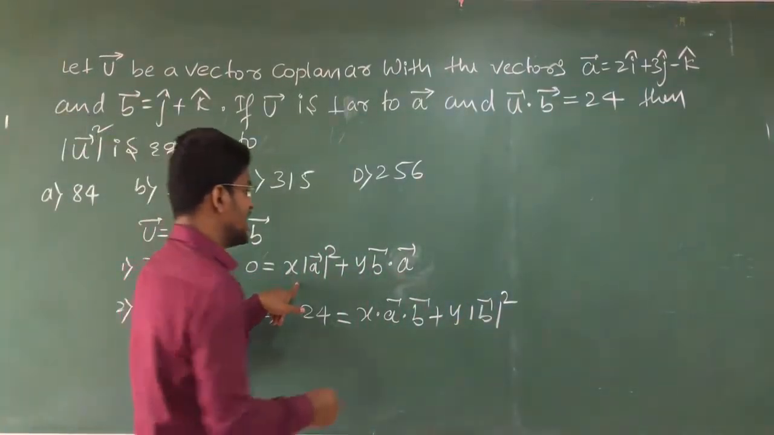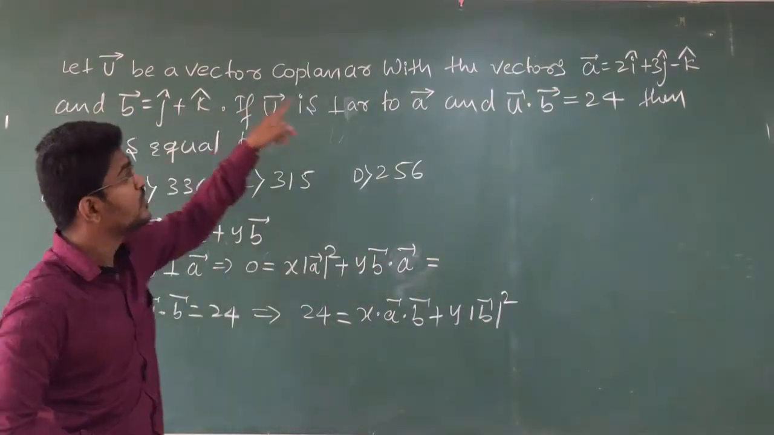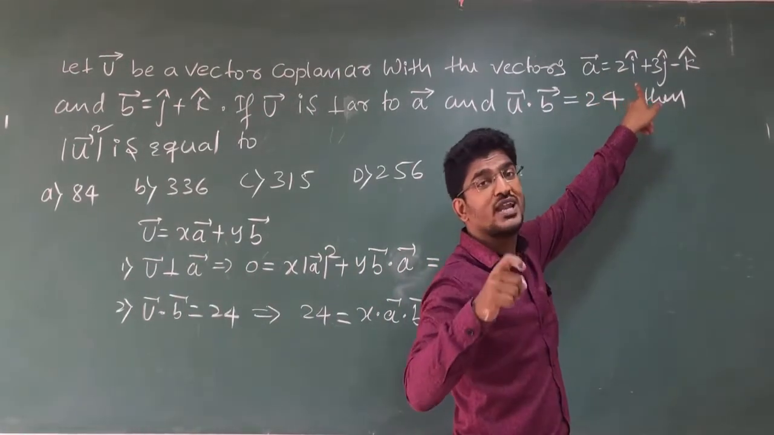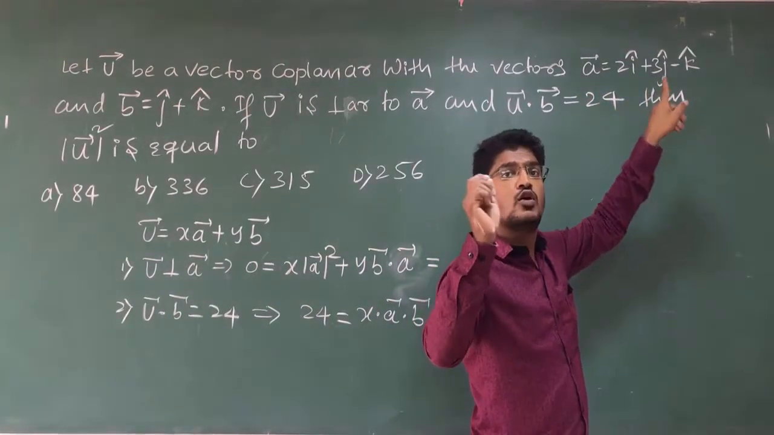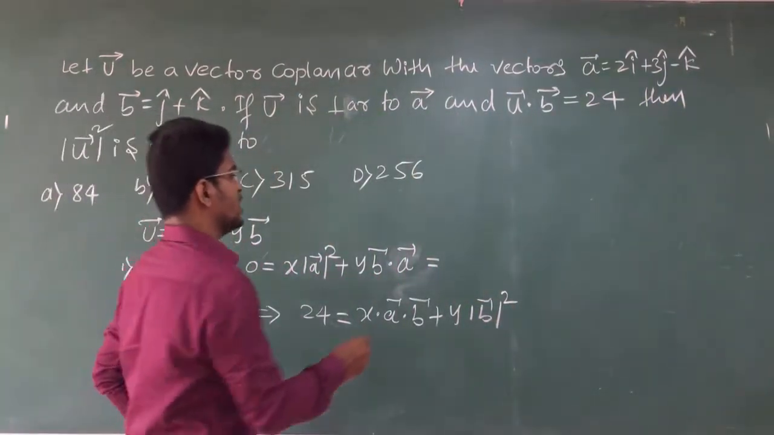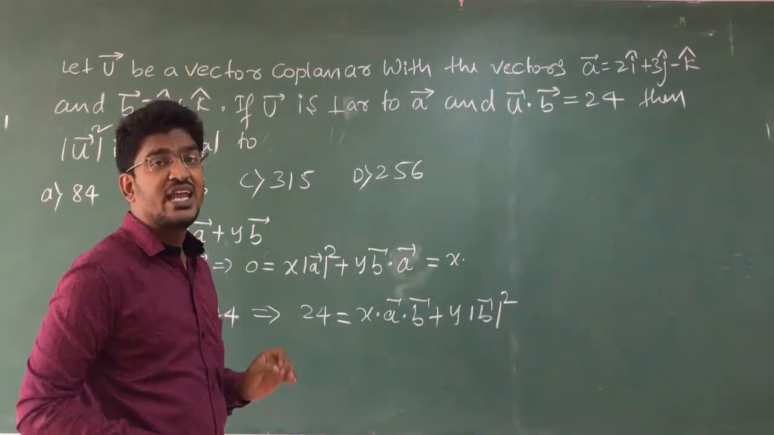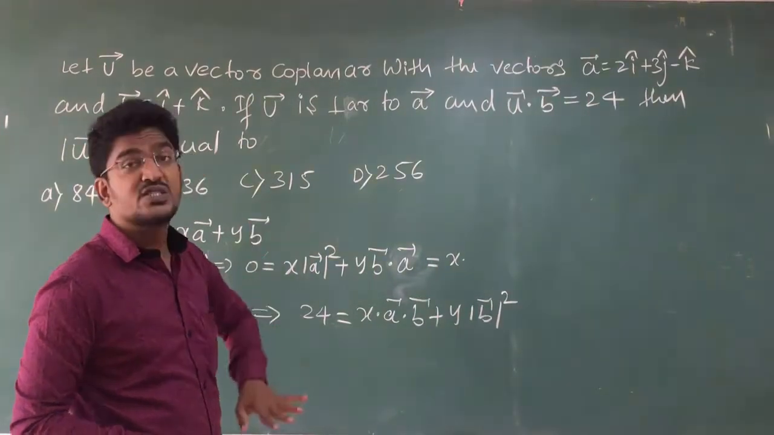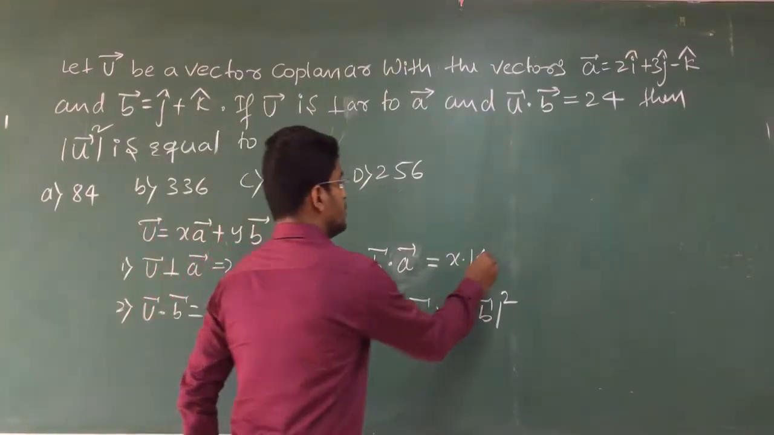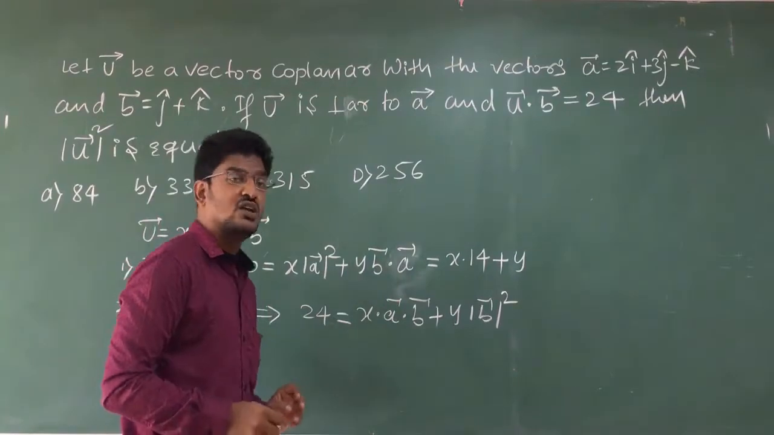Clear? So let me write mod of vector A square in this equation. What is mod of vector A square? It is the square root of 2 square plus 3 square plus 1 square, whole square. So mod of vector A square will be equal to x into 2 square is 4, plus 3 square is 9, 9 plus 4 is 13, plus 1, so it is 14. Clear? 14x plus y into vector A dot vector B.